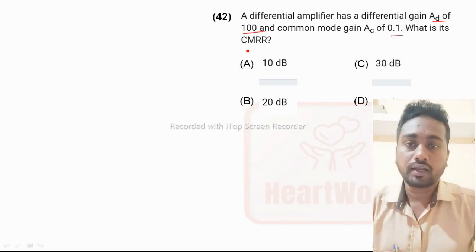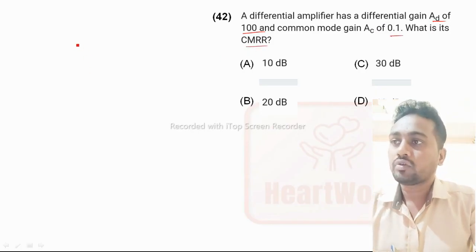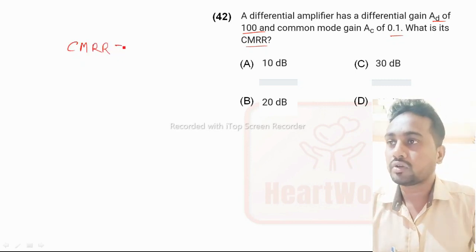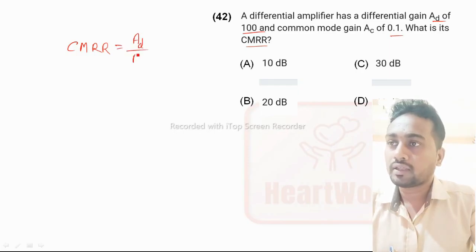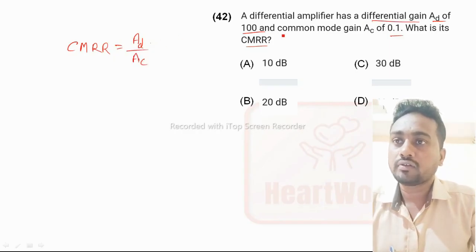What is the CMRR? CMRR means common mode rejection ratio, and this ratio is AD by AC. This AD is called differential gain, and AC is called common mode gain.